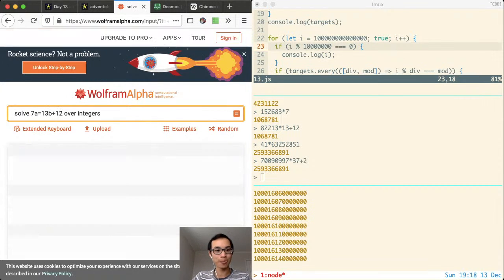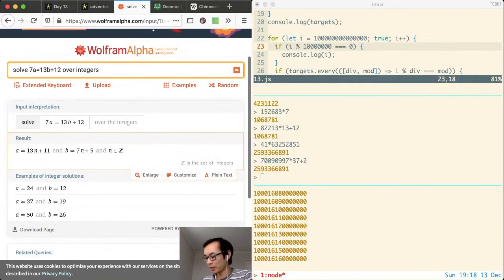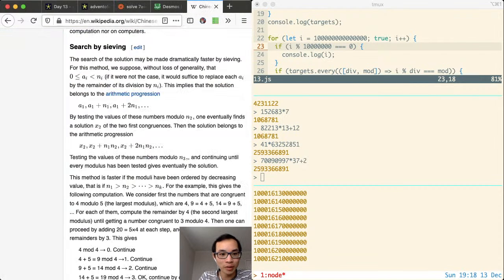13b plus 12. So this is giving me the solution 11 and 5, which means 77 is my first number, right? So I think that means I can leapfrog off 77. One eventually finds the solution x2 of the first two congruences. Then the solution belongs to the arithmetic progression x2 plus n1 times n2.